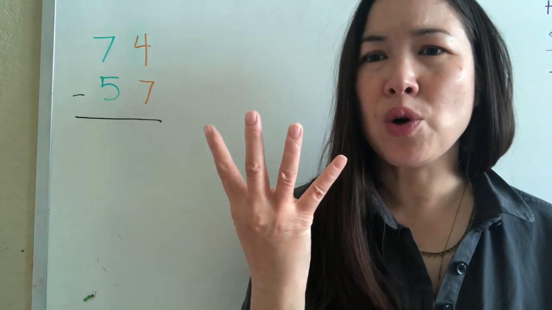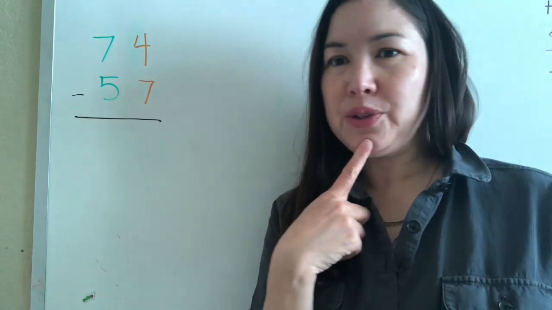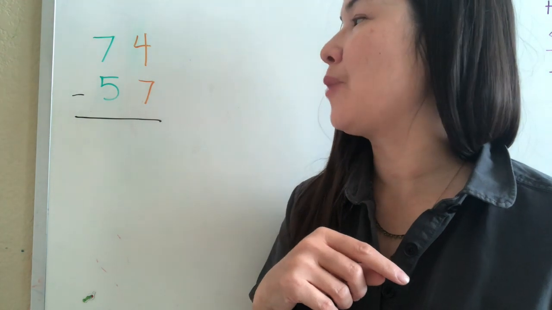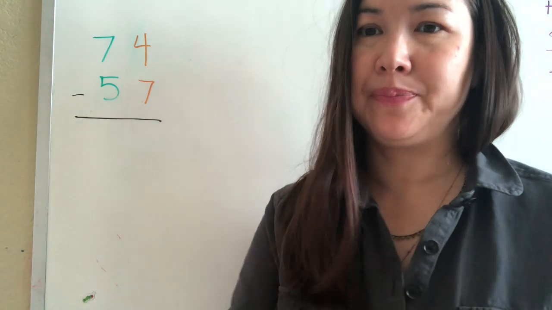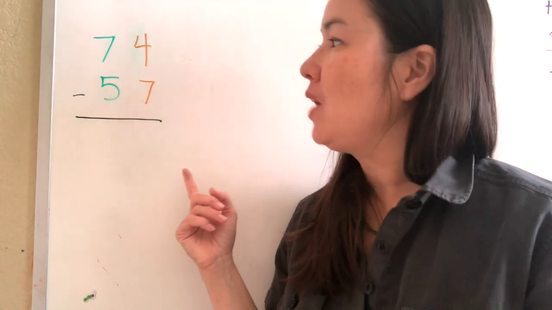Ooh, I've only got 4 ones. Can I take 7 away? I can't. So what should we do? What's our next step? Hopefully you're thinking that we need to move on to a little bit of regrouping. So regrouping, this is where all the work we did around place value is really helpful.